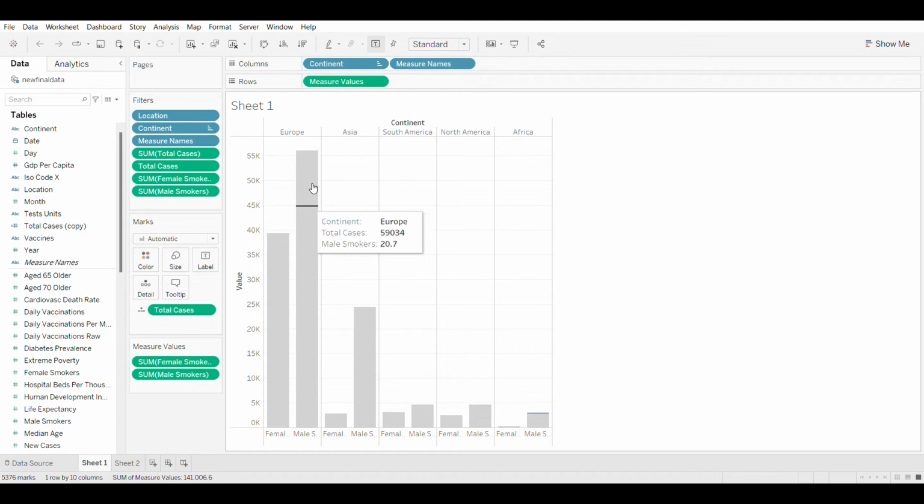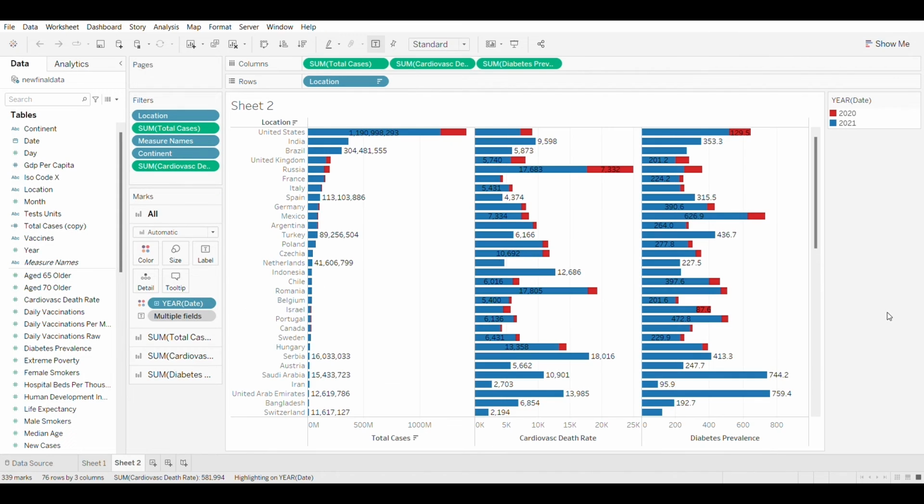It is divided for each and every individual continent. I have taken 5 here. So when you place a cursor here, you can get to know the number of male smokers and the total number of cases. For example, if you see here, there are 95,460 cases, out of which 48 are male smokers. So I have done this visualization using side by side bars.